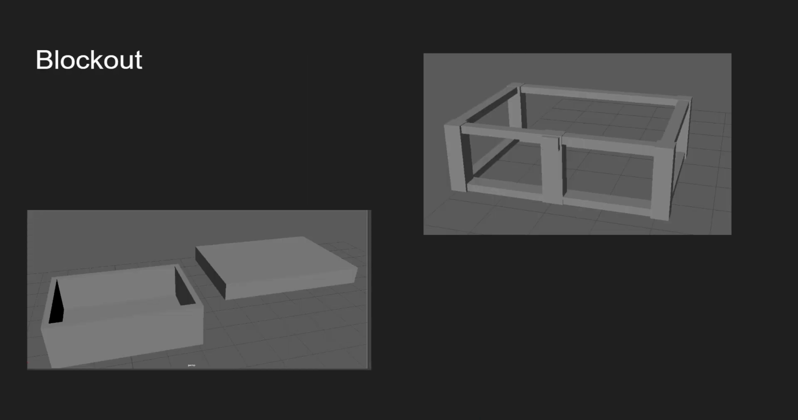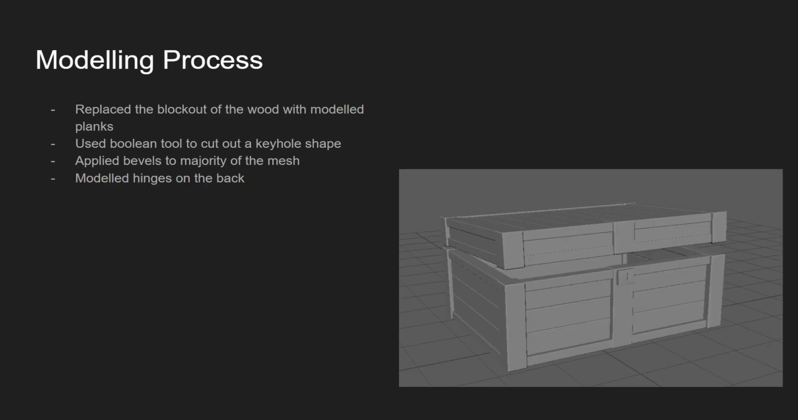After this, I then began the modelling process. I started with a block out to get a sense of proportion and the different components I would need to model. I then began to add more detail. I replaced the square that was in place of the wood with modelled planks, and then applied bevels to both these and the metal frame. I used the Boolean tool to cut out the keyhole shape in the lock and modelled the hinges on the back.